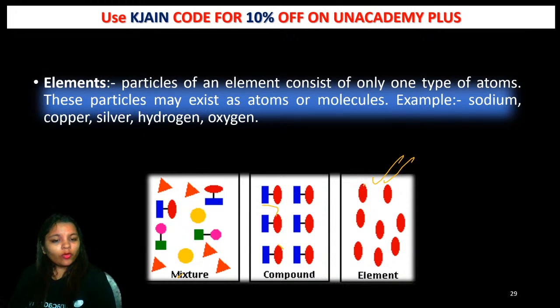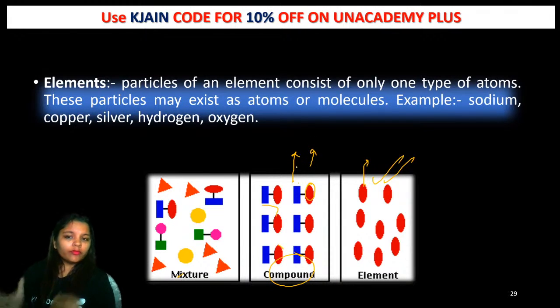Similarly, look, only red dots are present, but for the compounds, one blue block is present for one red dot. So it has a fixed composition; both are joined together by a covalent bond, some kind of bonding, to a different type of element.